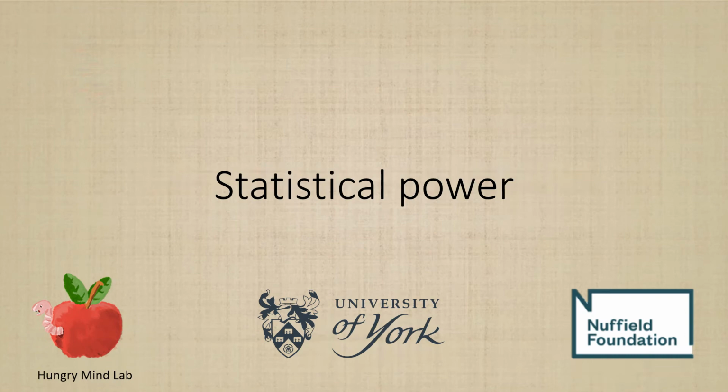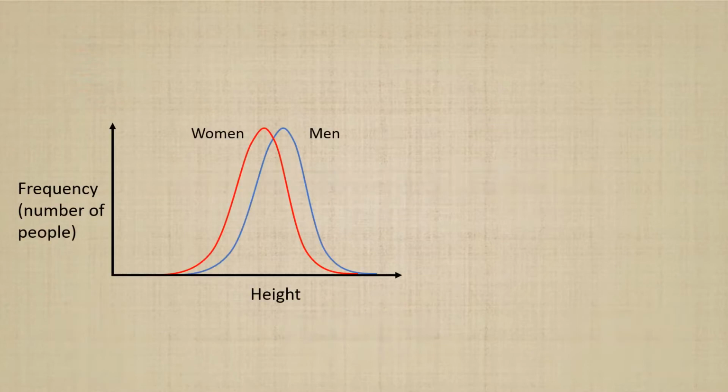This is a short video about the basics of statistical power. To explain statistical power, we'll use two simplified examples. First, imagine that we want to compare the heights of men and the heights of women. In this graph, height is shown on the x-axis, and the frequency, referring to the number of people with a given height, is shown on the y-axis. We can see that there's a difference between the average height of men and the average height of women.